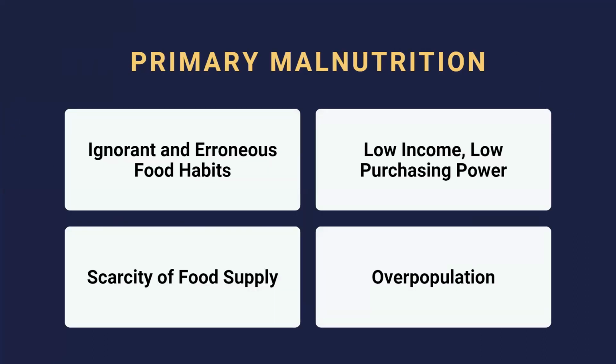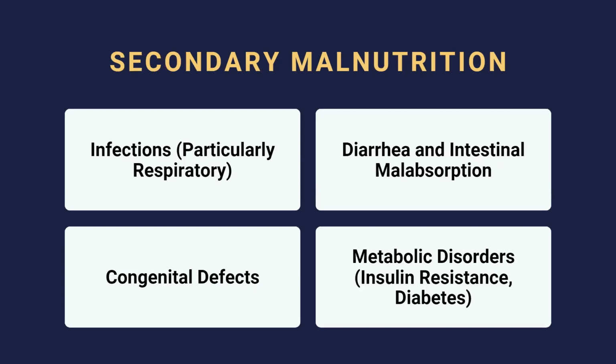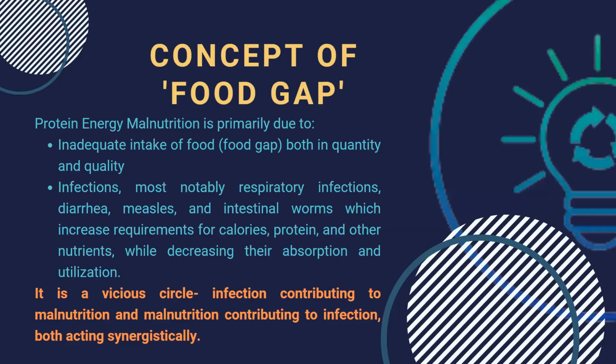The causes of primary malnutrition include ignorant and erroneous food habits, low income and low purchasing power, scarcity of food supply, and overpopulation. And the causes of secondary malnutrition include infections, particularly respiratory, diarrhea and intestinal malabsorption, congenital defects, and metabolic disorders like insulin resistance and diabetes.